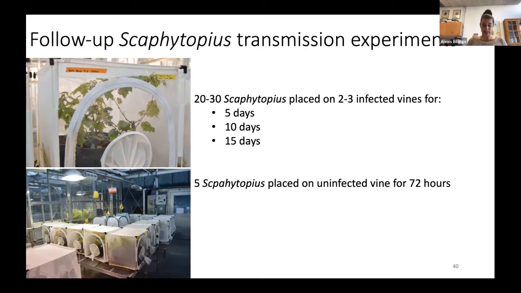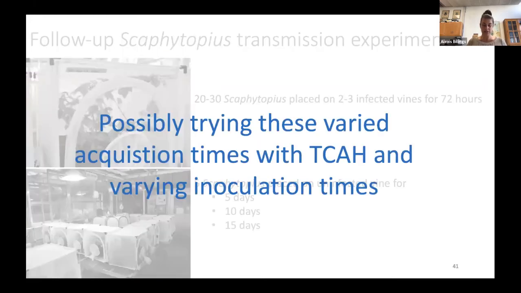Now, the reason we opted for varying the acquisition time first is because it may be that the virus needs time to travel to a part of the insect where it can be transferred to an uninfected vine. So perhaps the virus is acquired quickly, but it takes a few days for it to travel into the digestive system before it can be transferred during a feeding event. Because remember, when we test them, we use the whole insect, so we don't know where in the insect the virus is. We are also going to do these varied acquisition times with Tica, as well as possibly do some similar experiments with both Scaphy and Tica varying the inoculation time.